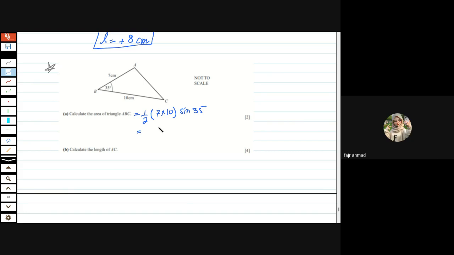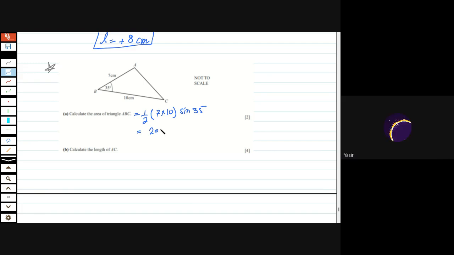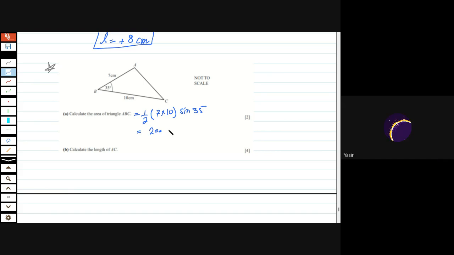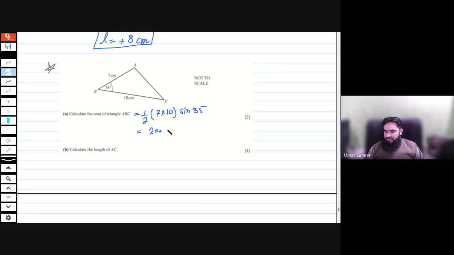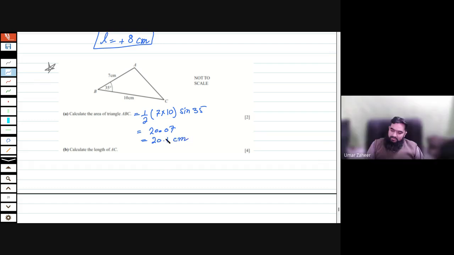Sir, I got 20. Exactly 20. 20.07. There is no decimal places. So 20.07. You have to round off, it is 20.08. Okay, at least round off up to 1 decimal or 2 decimal places. If the next number is more than 5, it will be 8. Is it clear?